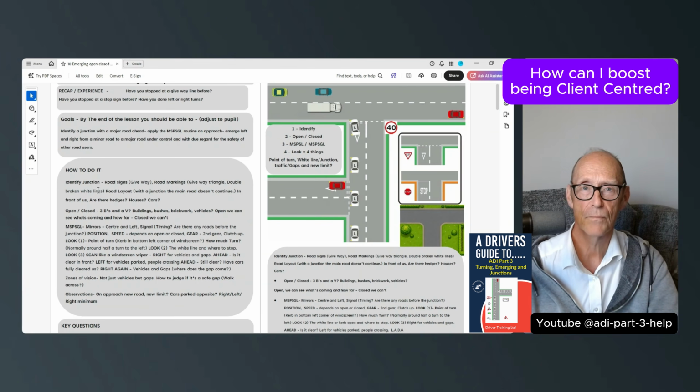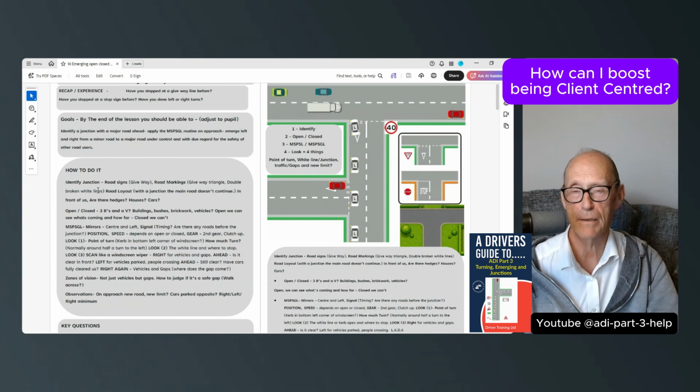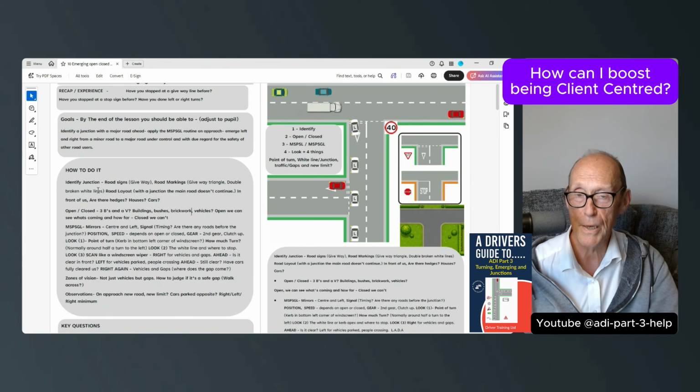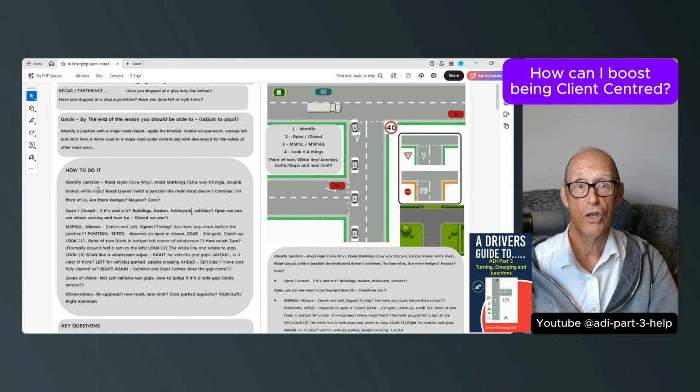So by having a lesson and briefing plan folder, it makes you brilliant at client-centered learning. Why? Because the building block, the foundation, is the fact that you know the subject. You understand what to do.